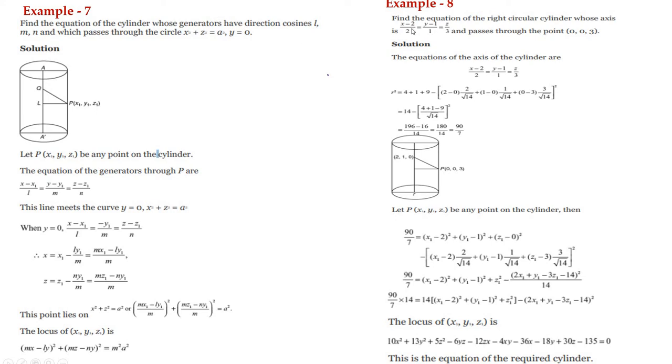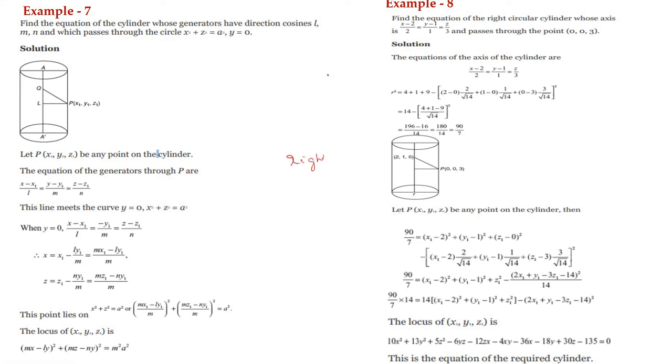Now the next one is: find the equation of the right circular cylinder whose axis is given and which passes through the point (0, 0, 3). Here the guiding curve is not given directly. So in this case, how are we going to proceed? We have the equation of the axis of the cylinder. This is a problem which can be dealt with under the right circular cylinder.